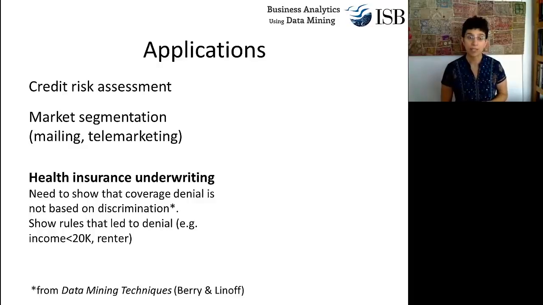Examples are credit risk assessment, or a nice example from the book Data Mining Techniques by Berry and Linoff is health insurance underwriting, where you need to show that coverage denial is not based on discrimination. You can't just tell the person, sorry, you're denied because that's what the algorithm told us, but instead you have to tell them exactly why they did not qualify.